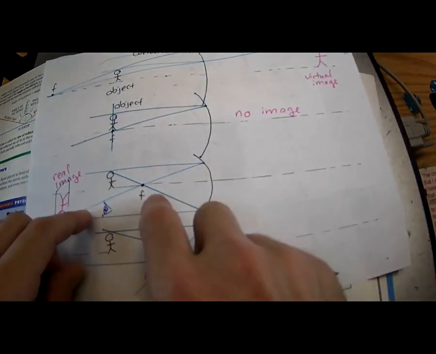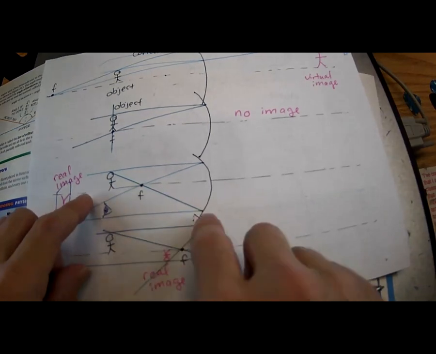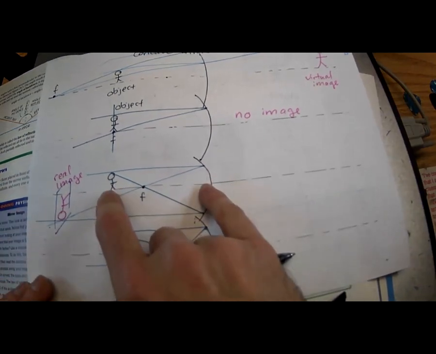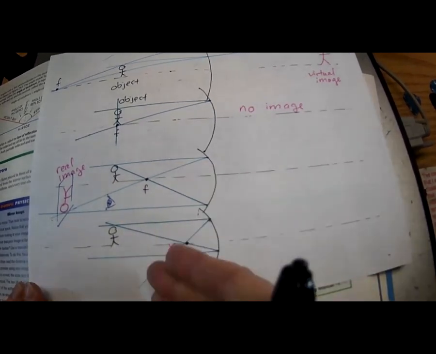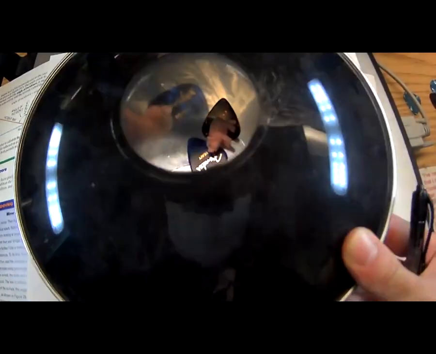And if you back up to more than twice as far from the focal point, see, like here it's just barely outside the focal distance. What if it backs up to more than twice as far? Well, that would create a real image that was just hovering in front of the mirror like that, which is exactly the explanation for this pig.